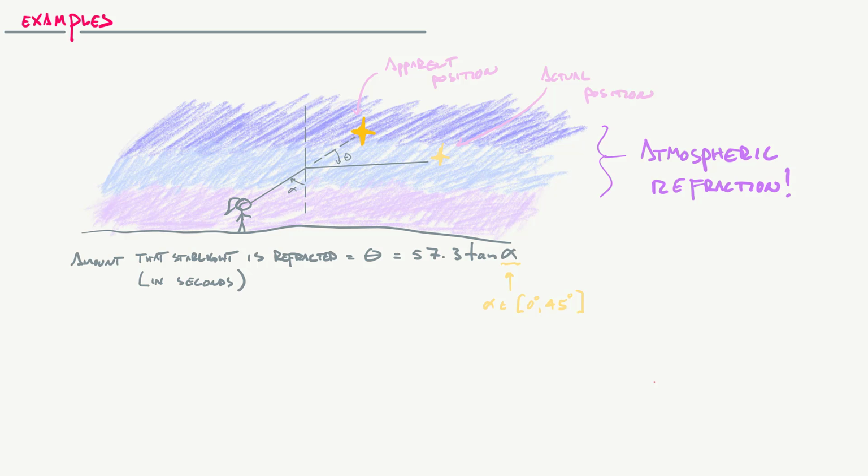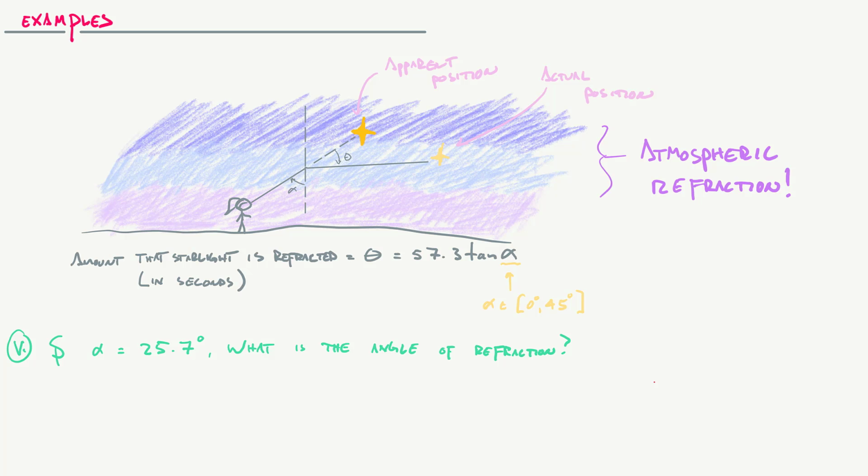All right, there is a formula, which I'm just going to give us, and it's the amount that starlight is refracted in seconds. So that's DMS stuff, is theta. So theta is in seconds, and it is the formula 57.3 times the tangent of alpha. But this formula only holds true when alpha is inside of the interval 0 to 45 degrees. So for an example, let's suppose that alpha is 25.7 degrees. What is the angle of refraction?